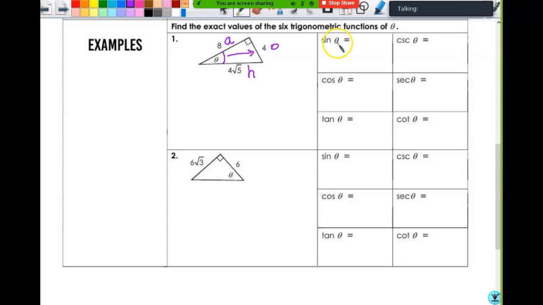All right, so sine is opposite over hypotenuse. So this is going to give me 4 over 4 square root of 5. Now, am I allowed to leave it like that? No. First, I can reduce the 4's, right? And then this is going to give me 1 over the square root of 5. Am I allowed to leave it like that? No. What's wrong with it?